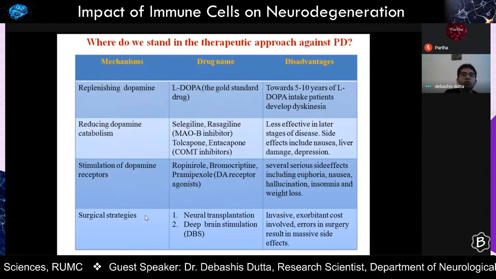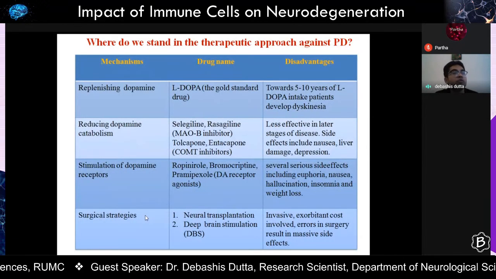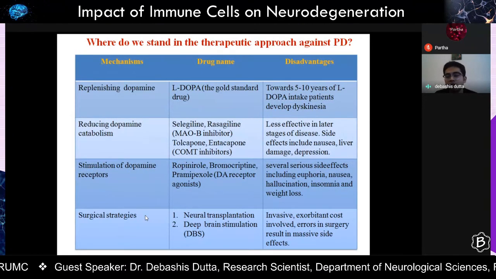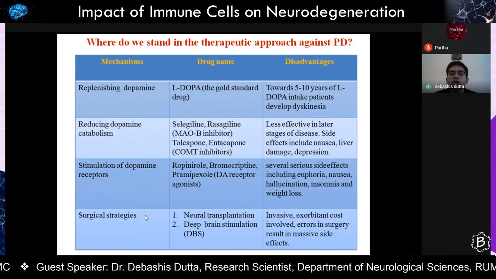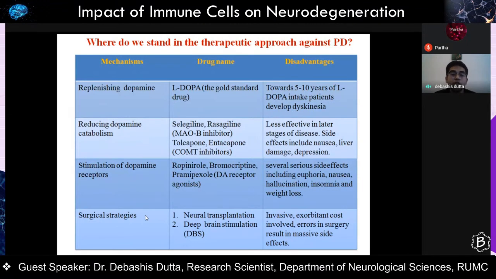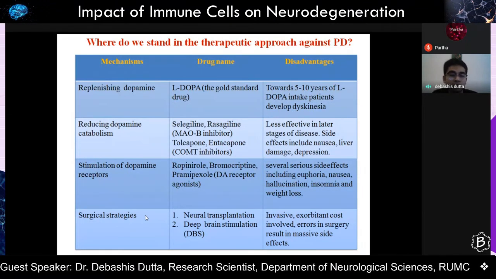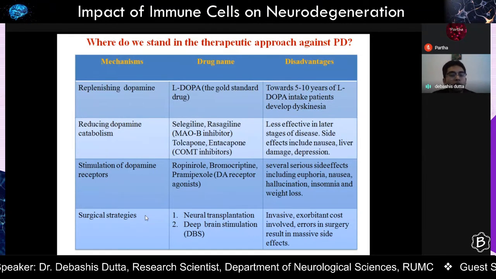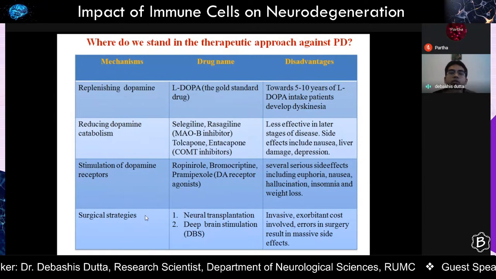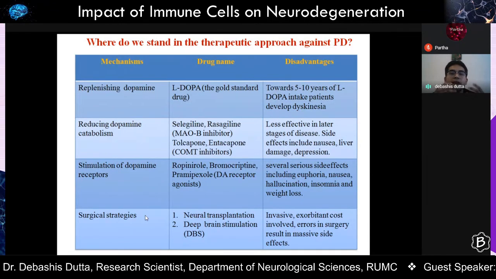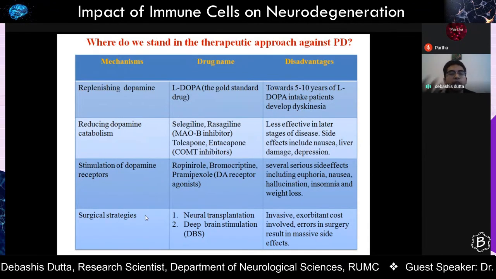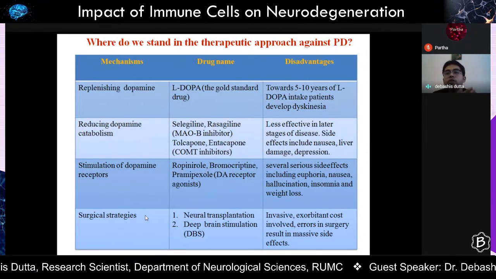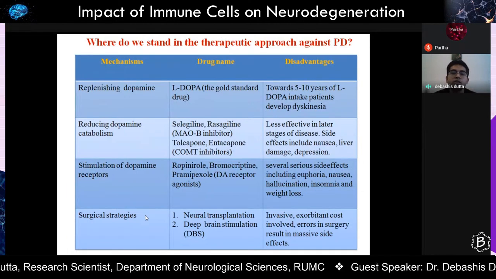So where do we stand in the therapeutic approach in PD? Right now, whatever drugs are available against Parkinson's disease are mainly regulating or managing dopamine catabolism or anabolism, the dopamine metabolic part, because dopamine is the main neurotransmitter secreted from these neurons.